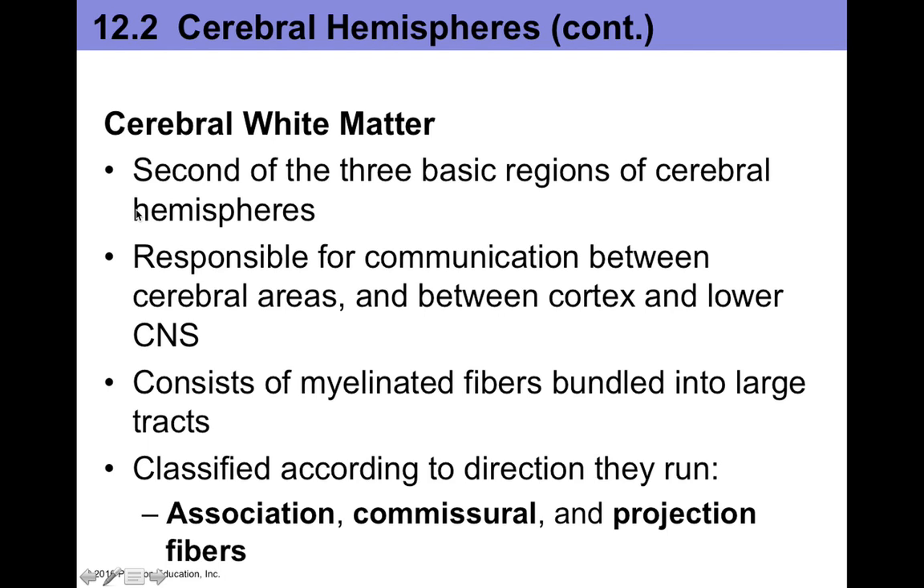Now, it's the second of the three basic regions of the hemispheres and responsible for communication between the cerebral areas, so this white matter is found between the cortex and lower central nervous system structures, serving as a nice intermediary between the two. It's white matter because it's made of mostly myelinated fibers that are bundled into large tracts, and these tracts are named for the directions that they run in the hemispheres.